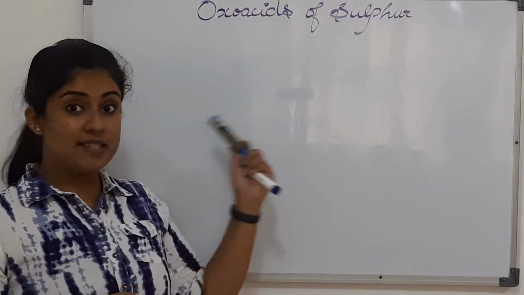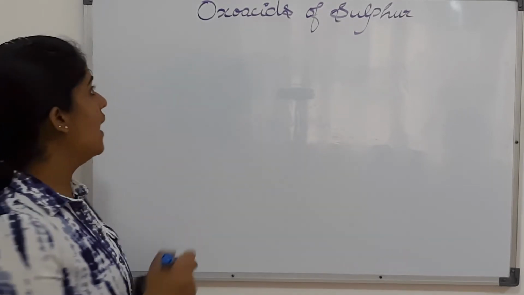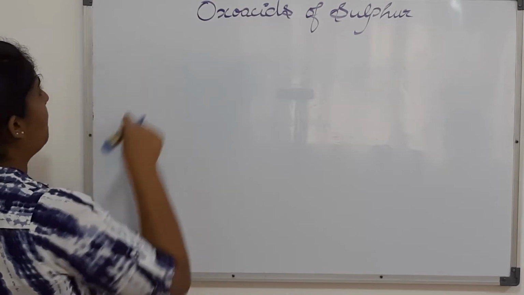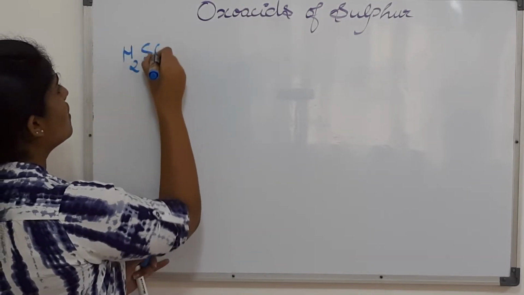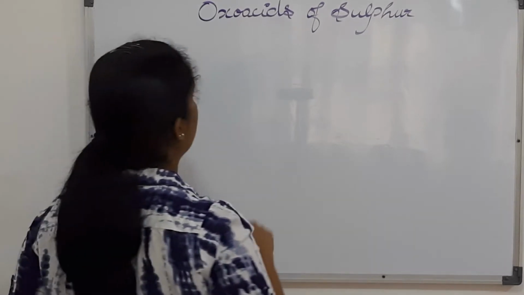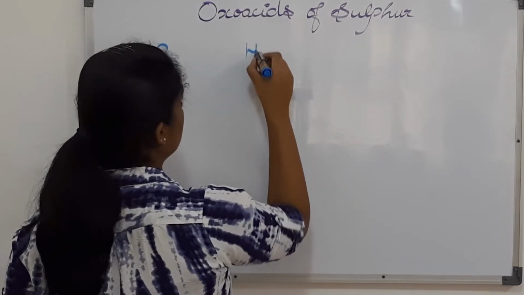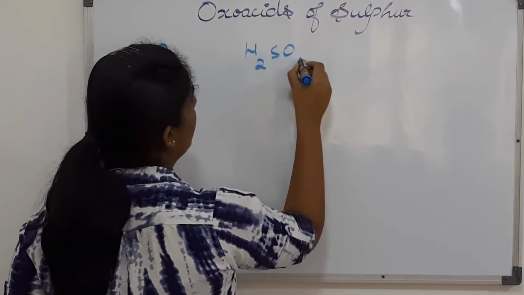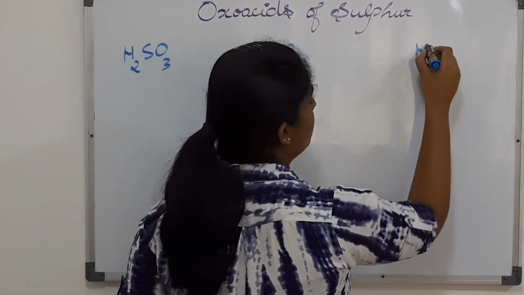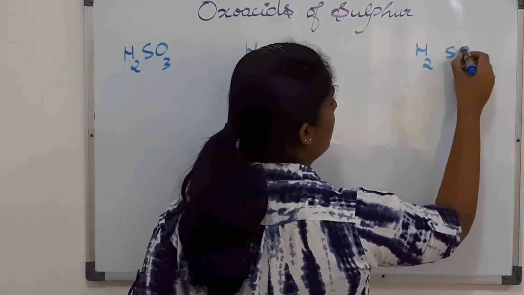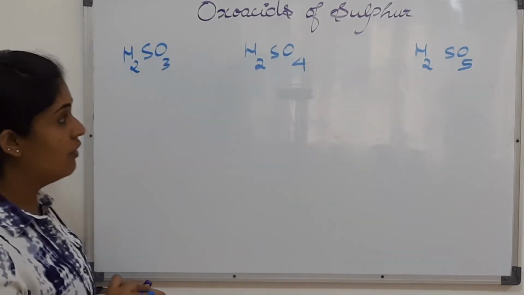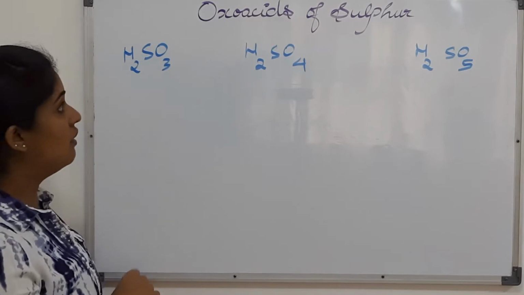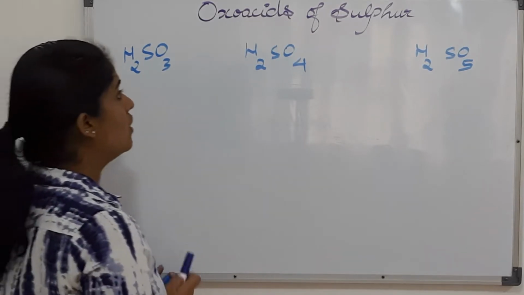The first set out of 10 is H2SO3, then we have H2SO4, and finally we have H2SO5. These are the first set of three different oxoacids, with similar formulas. So how do we draw the first one?